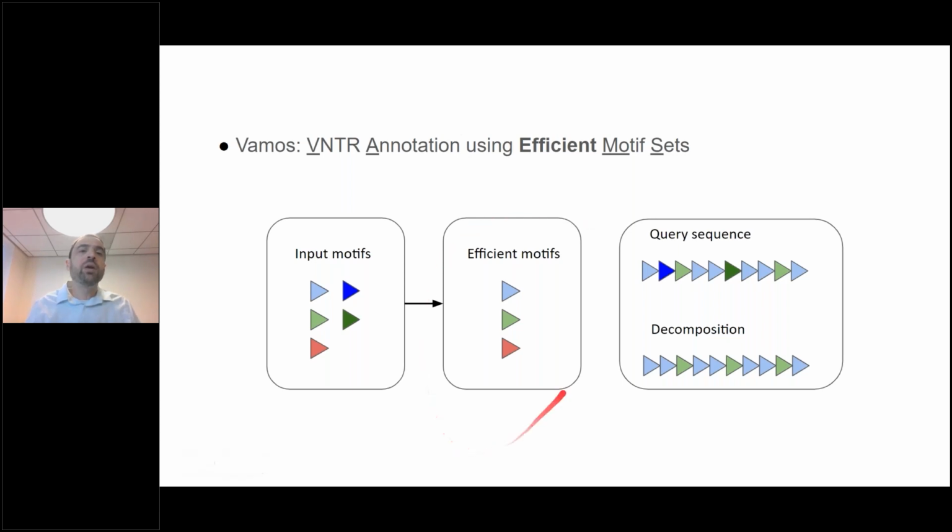What we want is what we call an efficient motif set. This is a subset of motifs from our initial set of motifs that can be used to find the decomposition of tandem repeat sequences within a specific edit distance of the set of known observed VNTR sequences, and likely within a low edit distance of new VNTR sequences that arise as queries.